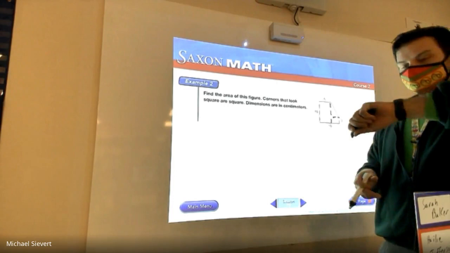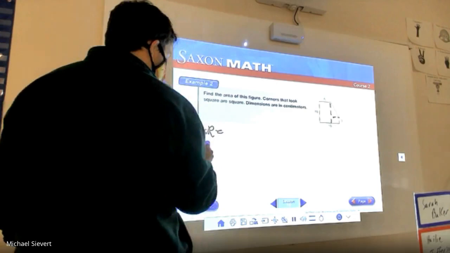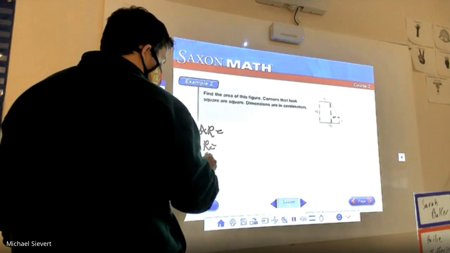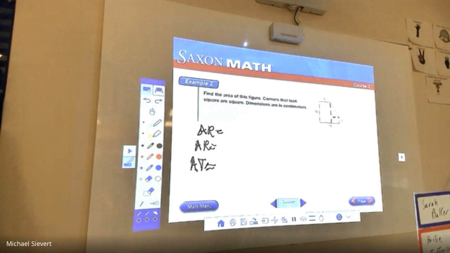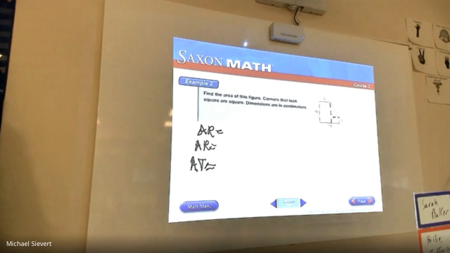So you're gonna need, let's do area of rectangle. Area of rectangle equals, area of triangle equals. So we need to find all three of those shapes. Let's start with the big rectangle. That one's pretty easy. What is the base or length and width of that big rectangle?